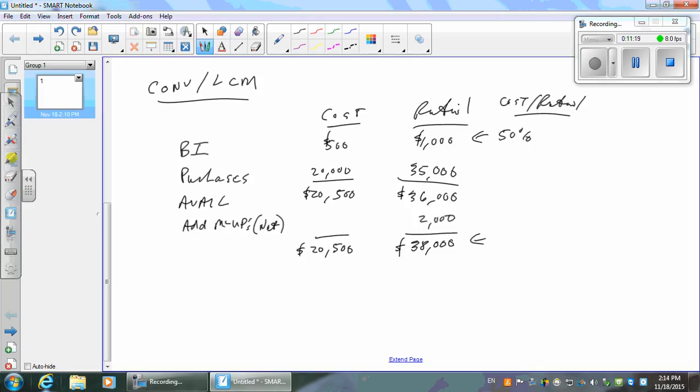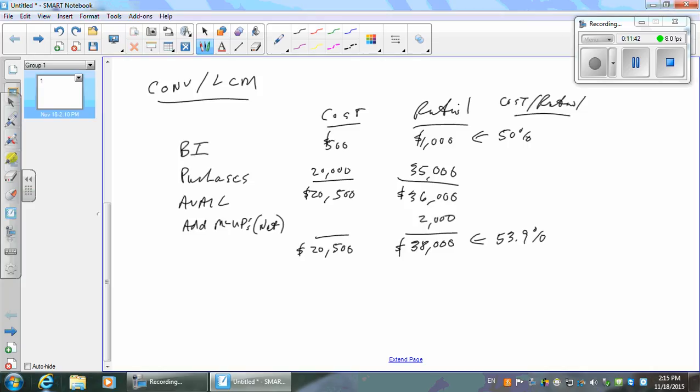So what's 20,500 divided by 38? They got 53.9%, didn't they? So their cost is going up as a percent of the sales prices. Last year was 50%. Now, including averaging in last year, it's 53.9.